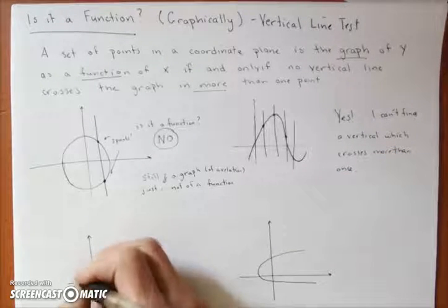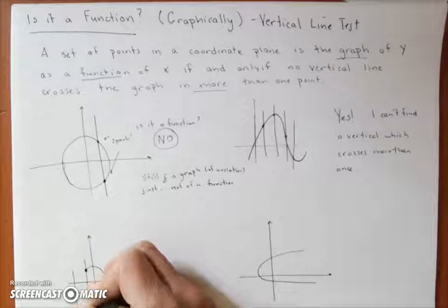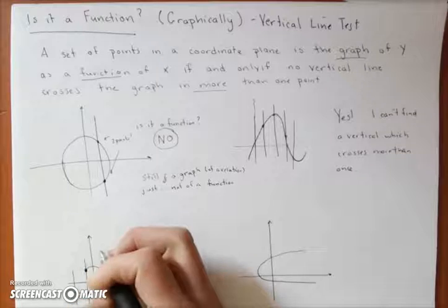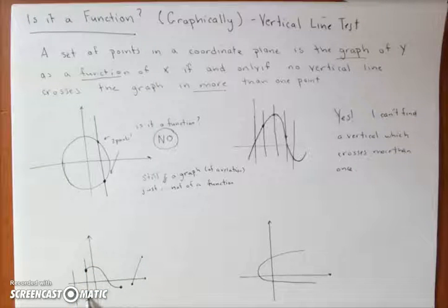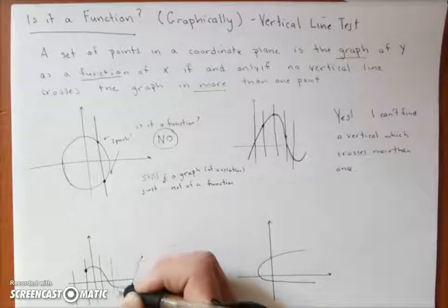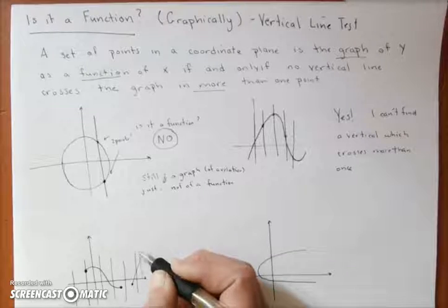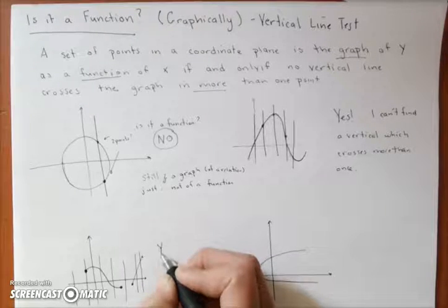This example, I'll try some vertical lines. This one looks like it might cross in 2 spots. It definitely crosses here, but since I have an open hole here, it only crosses once. Through this nice curve, it only crosses once. Here it doesn't even cross at all. Through this line it only crosses once. So this one is also a function.